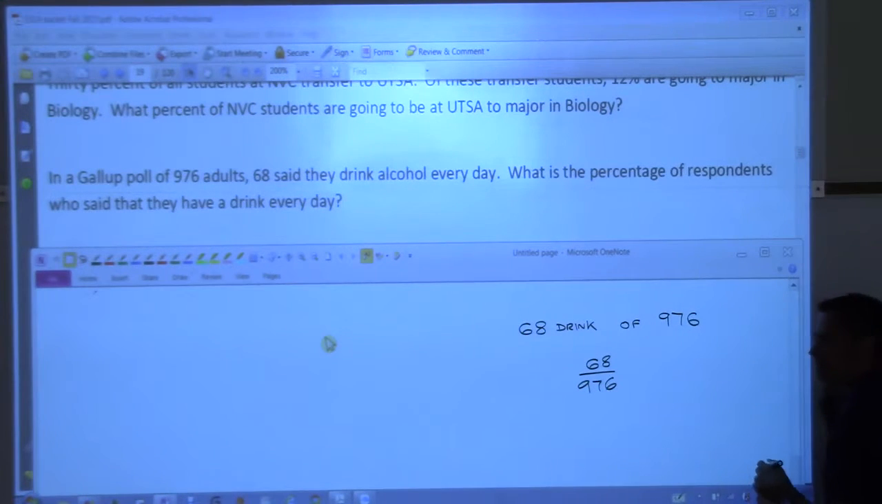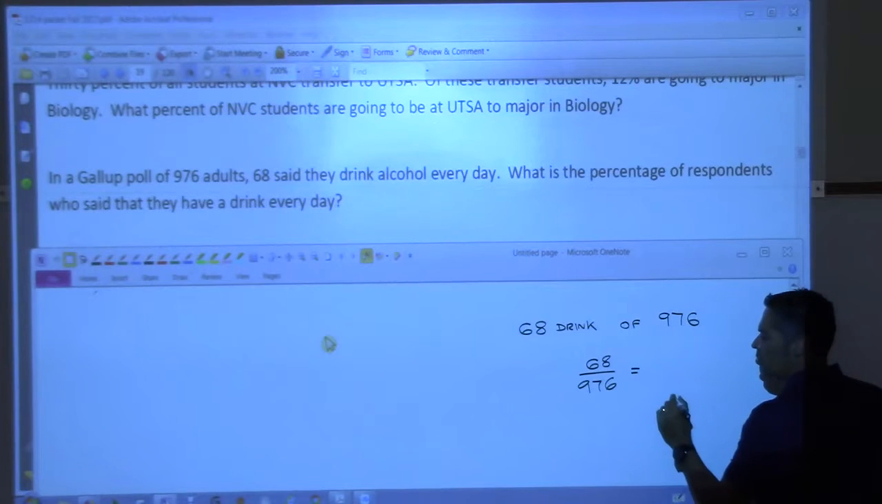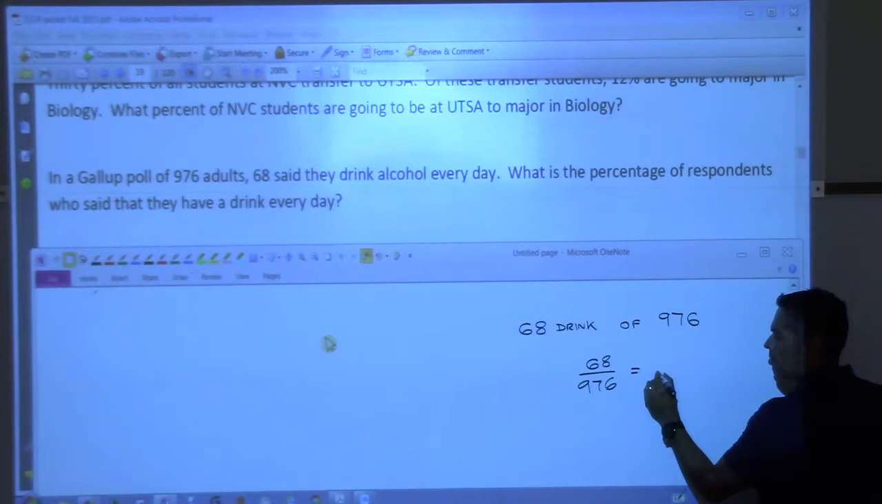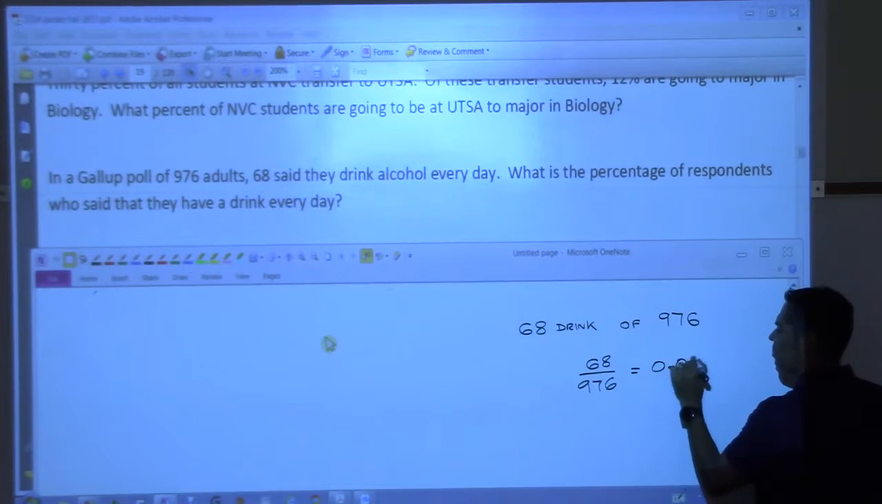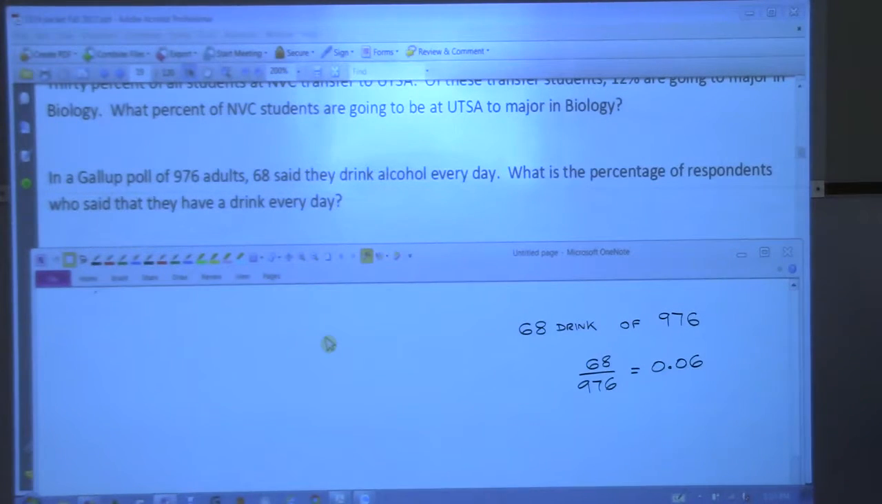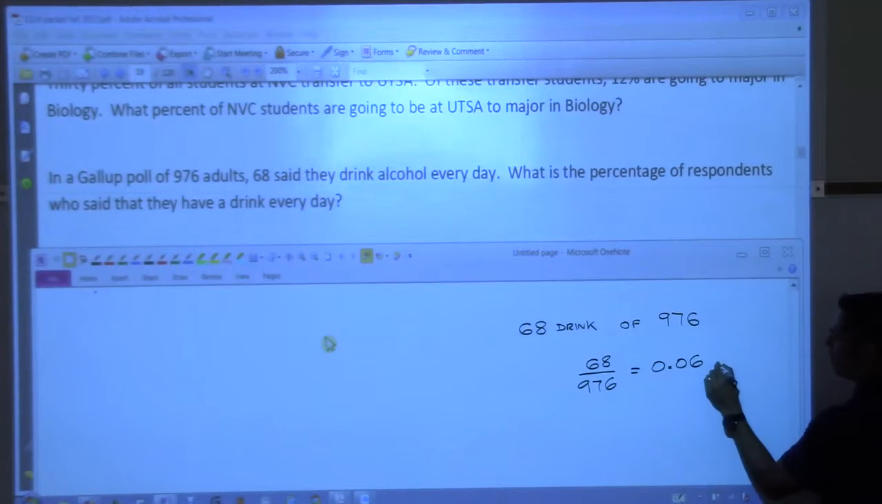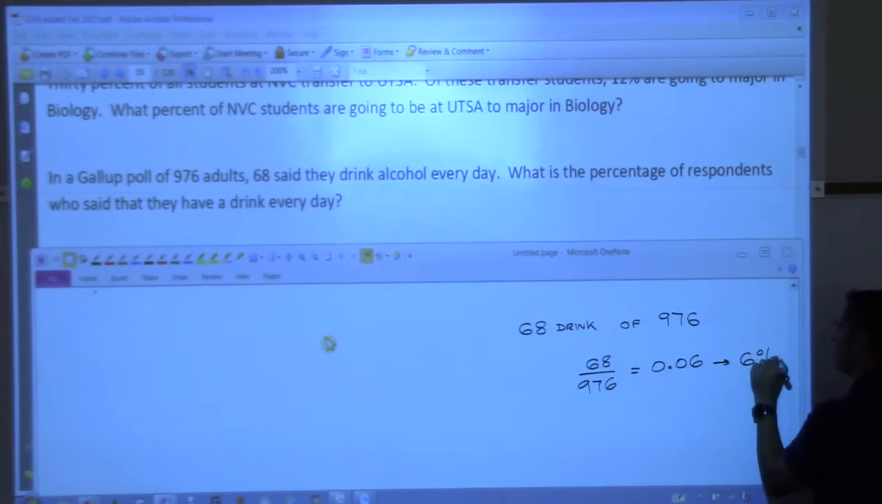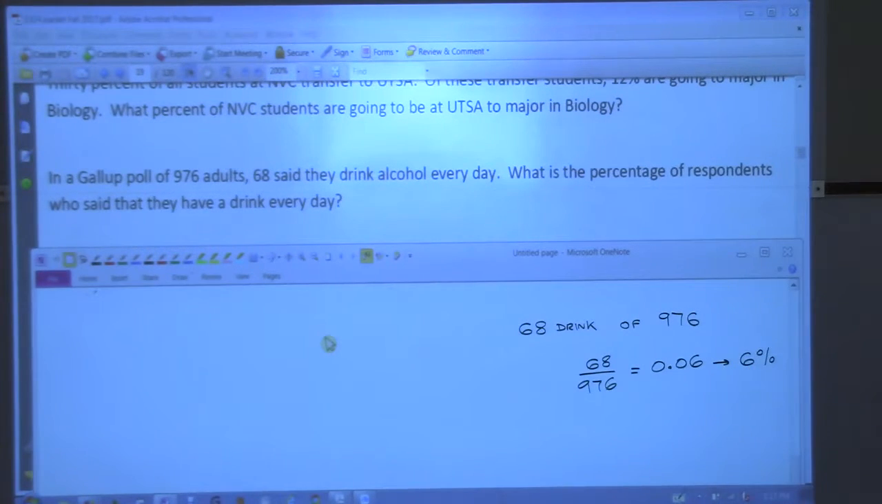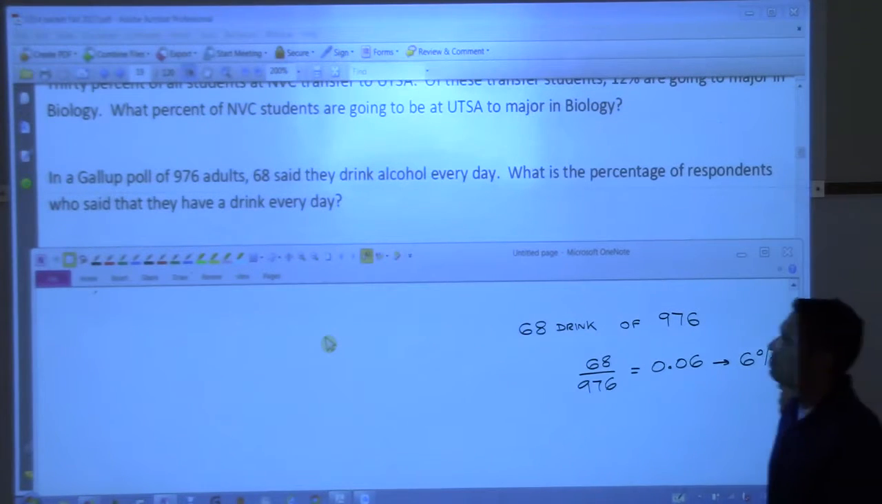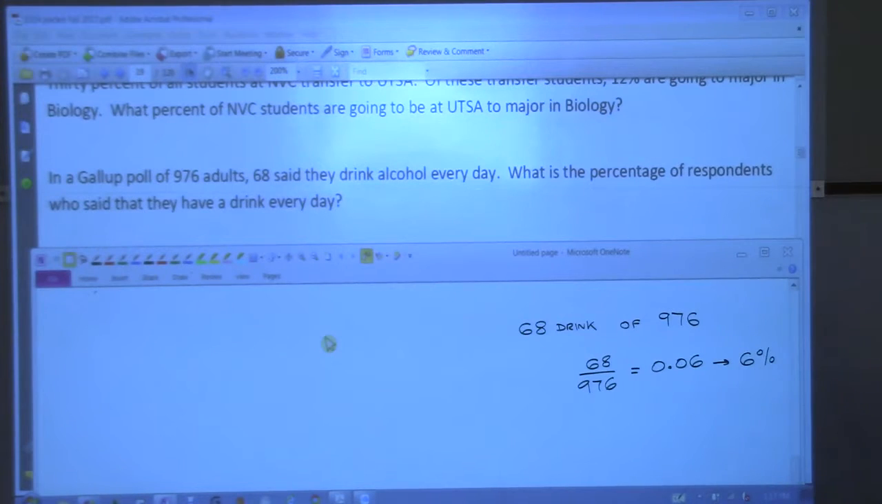And then that fraction on your calculator turns into a decimal, which was what? 0.06. Yeah, 0.06. And then that to a percentage is 6%. Six percent of adults in this poll drink alcohol every day.